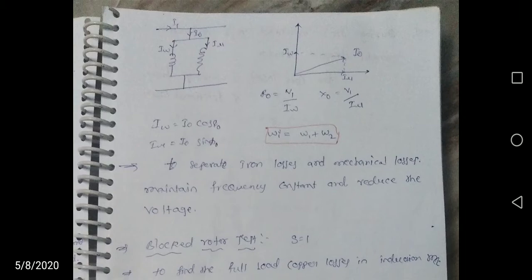To separate iron loss and mechanical losses, maintain frequency constant and reduce the voltage. So the wattmeter 1 and wattmeter 2 values are equal to iron losses.